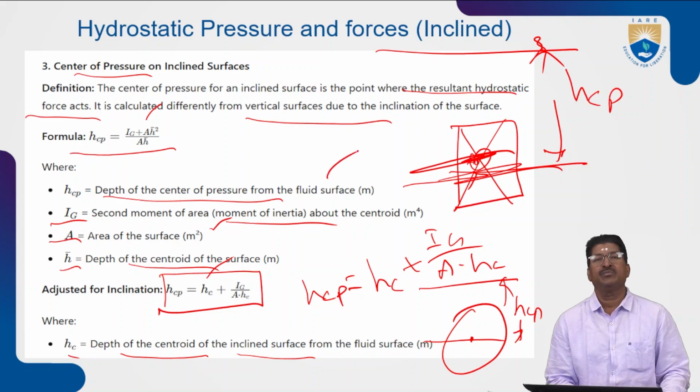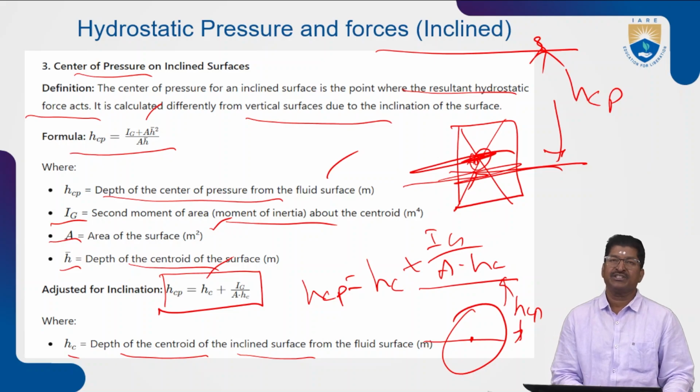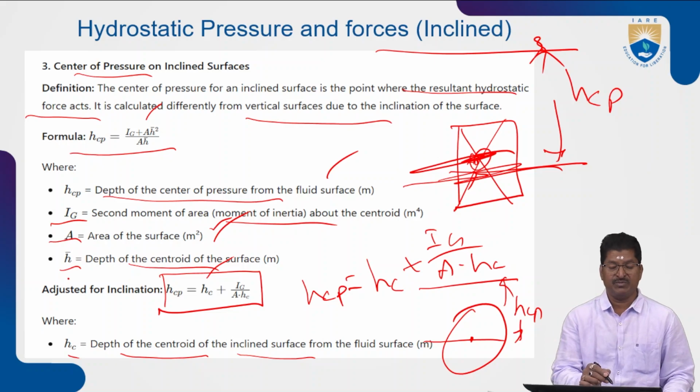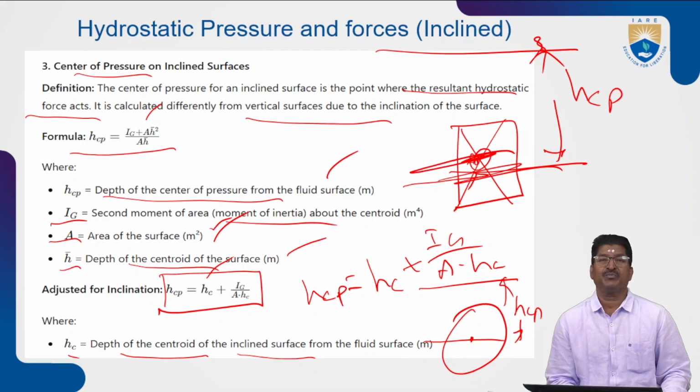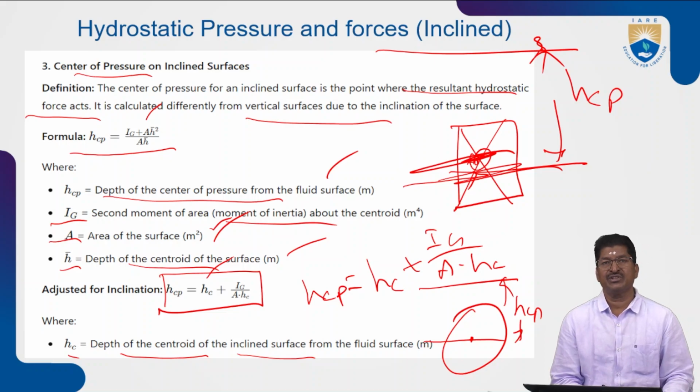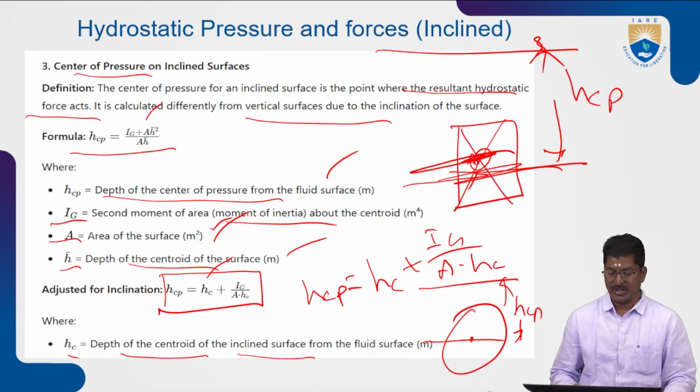Ig is the moment of inertia about the centroid in meter to the power 4, also called the second moment of area. A is the area of the surface in meter squared, that means the inclined surface area. H bar is the centroidal distance in meters. So the formula: depth of center of pressure is equal to Hc plus Ig by A Hc. That means centroid distance plus moment of inertia divided by area into centroid distance.